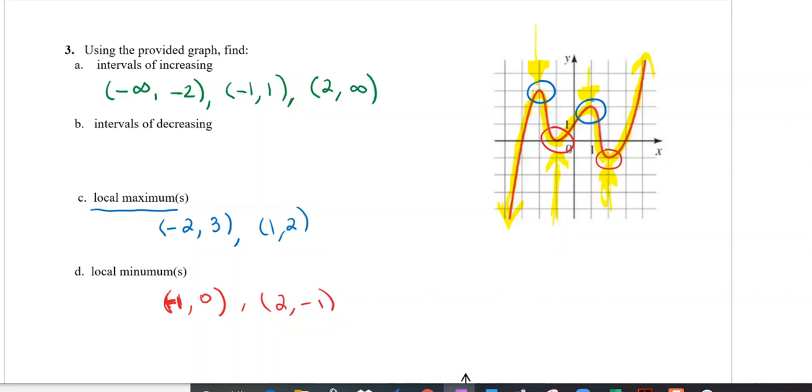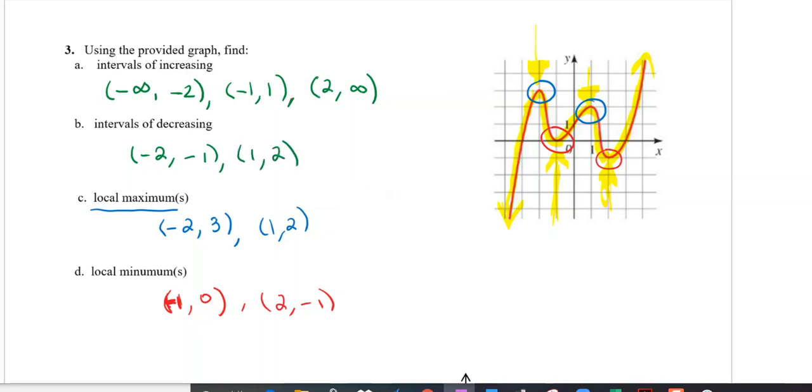For intervals of decreasing, we look at where as we go from left to right, the graph is falling. So it's doing that from that first local maximum, which was at -2. It falls down to where x is -1. Then it starts to increase up to 1, and then it decreases again from 1 to 2.